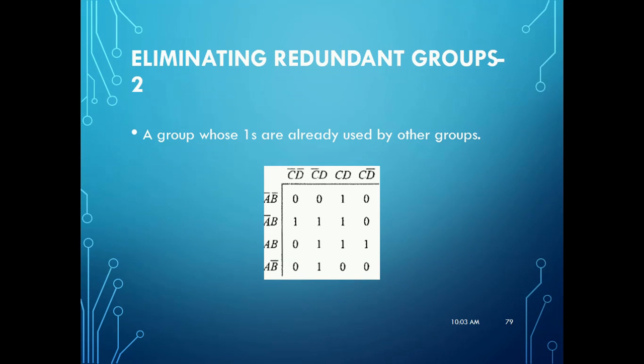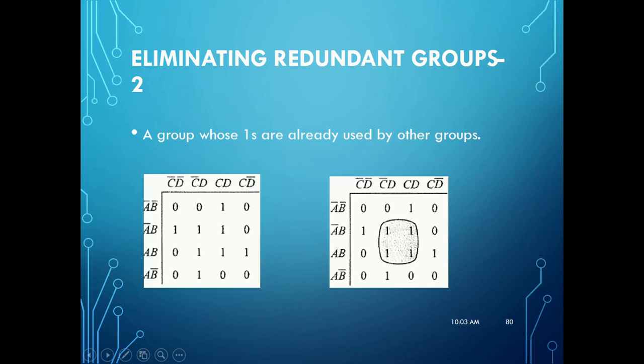So let us take a particular problem here. That problem is in this manner. You can see all the ones placed in this manner. So let's go to the problem. What you may be doing at the first step is grouping the largest group possible in this particular K-map. So you are going to group a quad in this way.